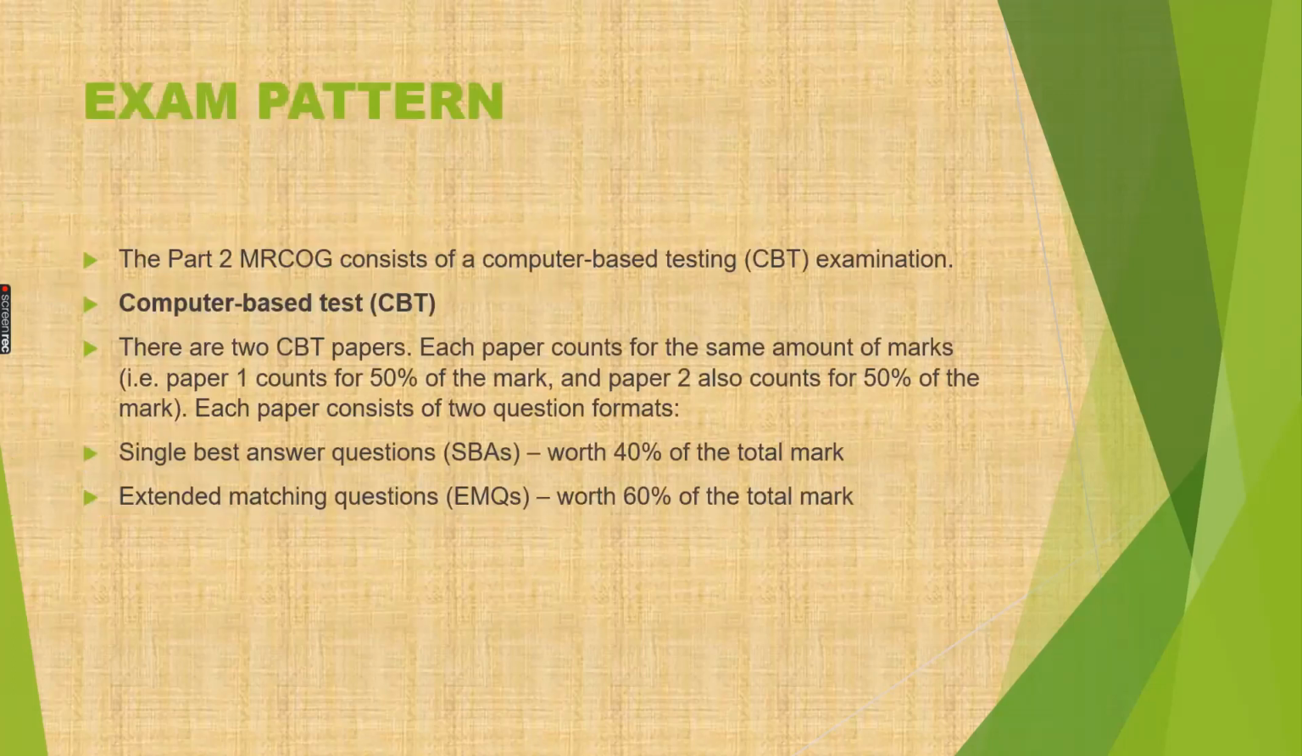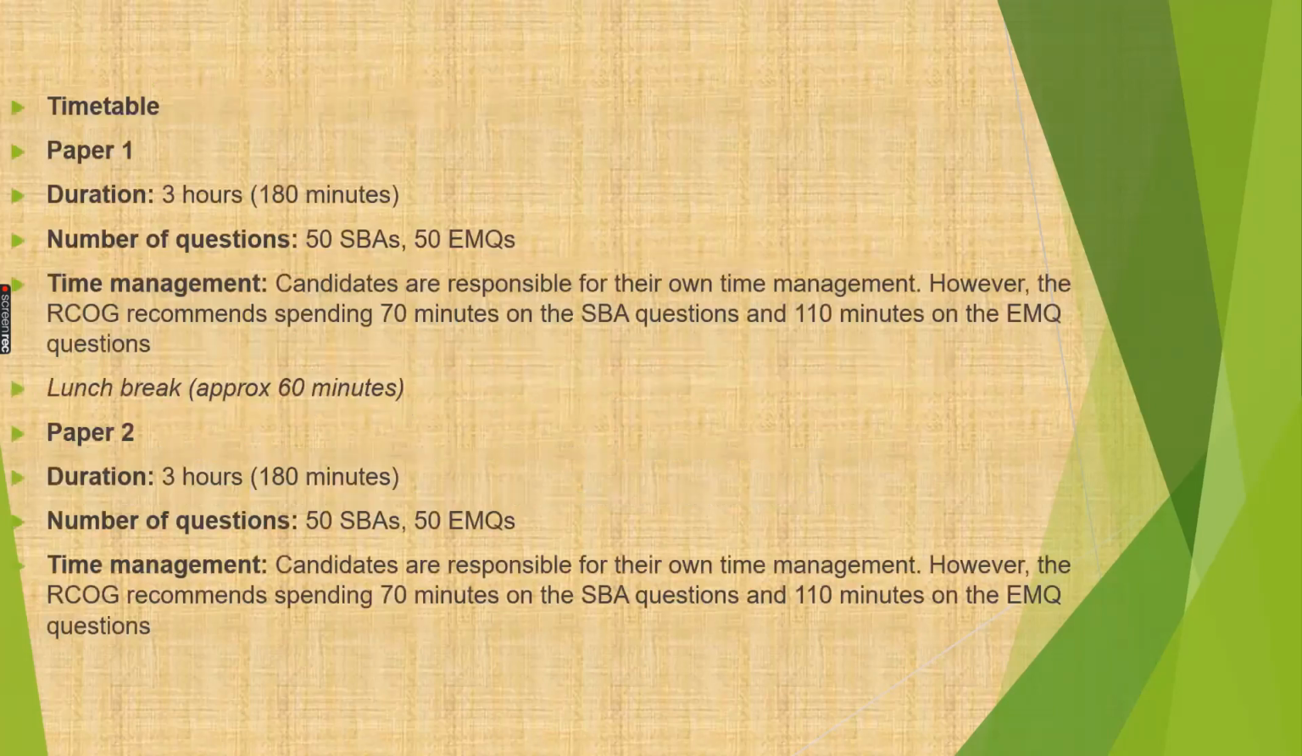The exam pattern for the part 2 MRCOG consists of computer-based testing. There are two CBT papers, and each paper counts for the same amount of marks: paper 1 counts for 50% of the mark and paper 2 also counts for 50%. Each paper consists of two question formats: single best answers, worth 40% of the total mark, and extended matching questions, the EMQs, worth 60% of the total marks.